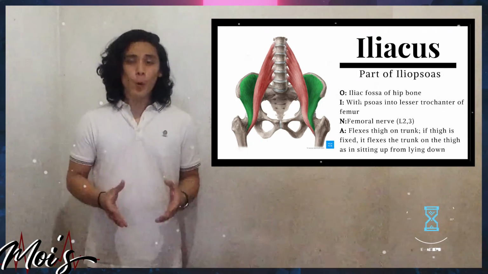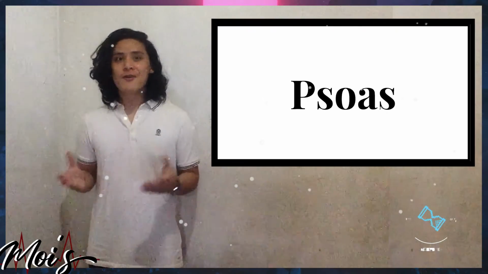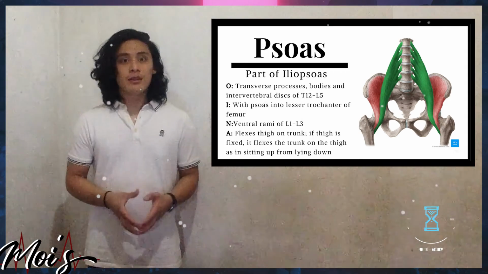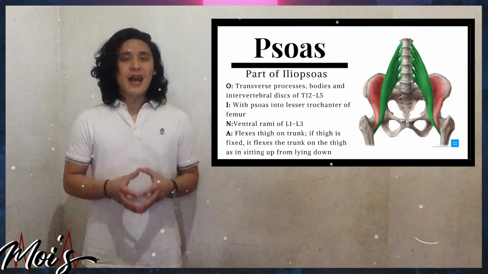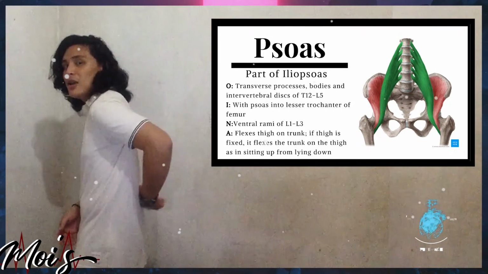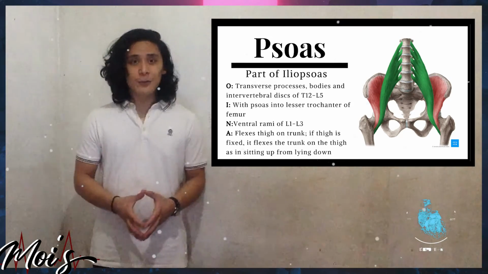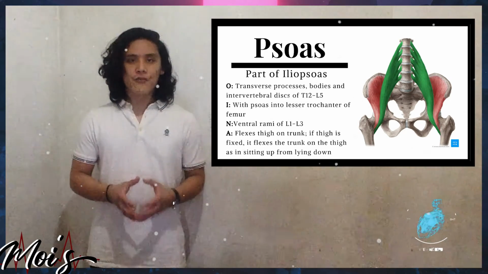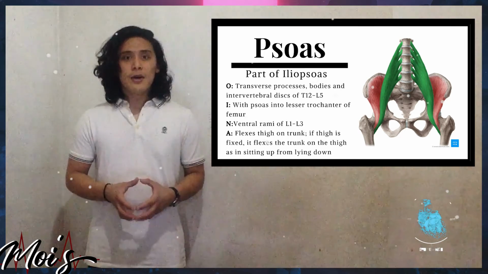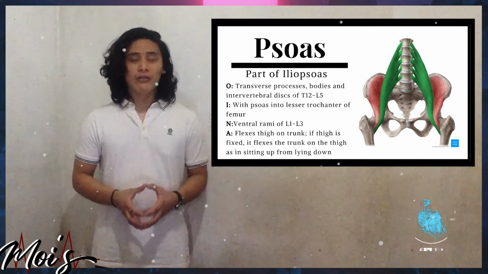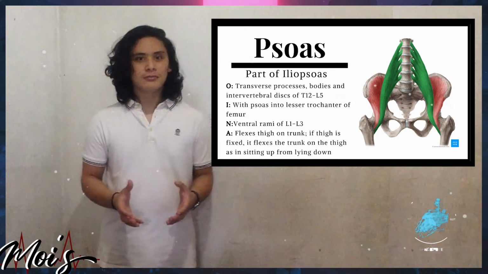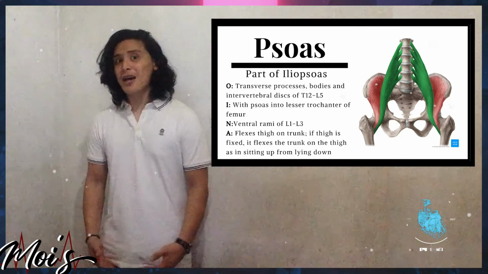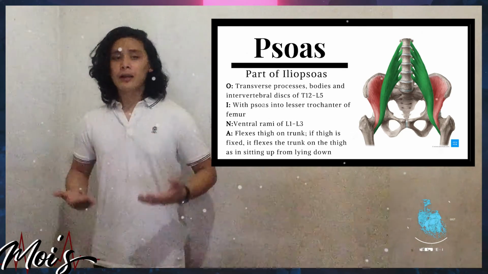Next muscle is the psoas, a part of the iliopsoas muscle. Our psoas originates from the transverse process, bodies, and intervertebral disc of T12 to L5. Together with the iliacus, it is inserted to the lesser trochanter of the femur. It is innervated by the ventral rami of L2 to L5. Together with the iliacus, it can flex our thigh on our trunk or flex our trunk on our thigh.